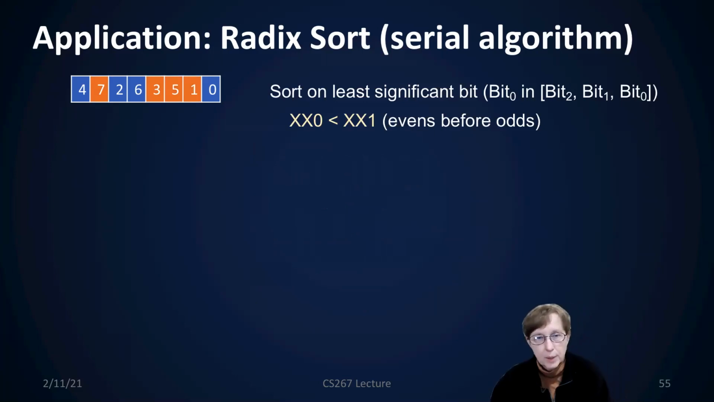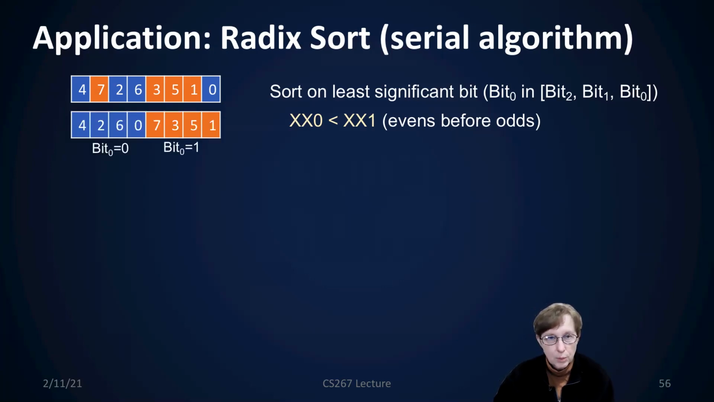So here's a little bit about how it works in this particular input array. We're going to sort on bit 0, and sorting on bit 0 means that we're going to put, as I said, all the 0 things on the left. In this particular array, we have 4 even values and 4 odd values. And of course, we just have the numbers 0 through 7 in those 8 positions.